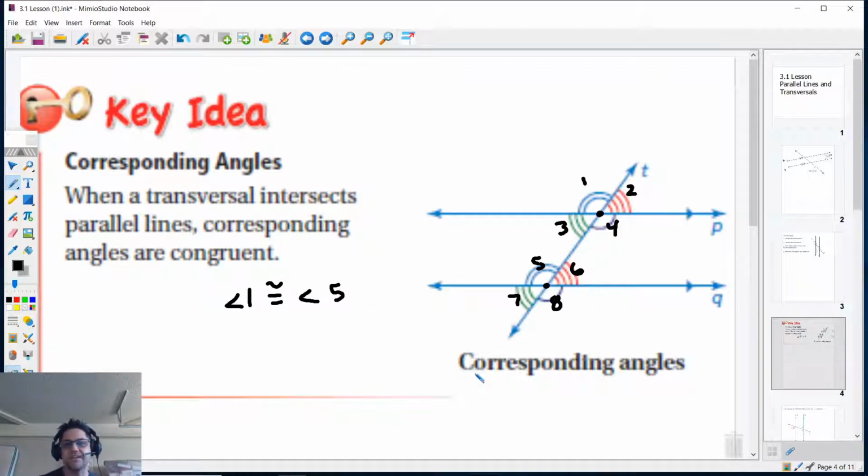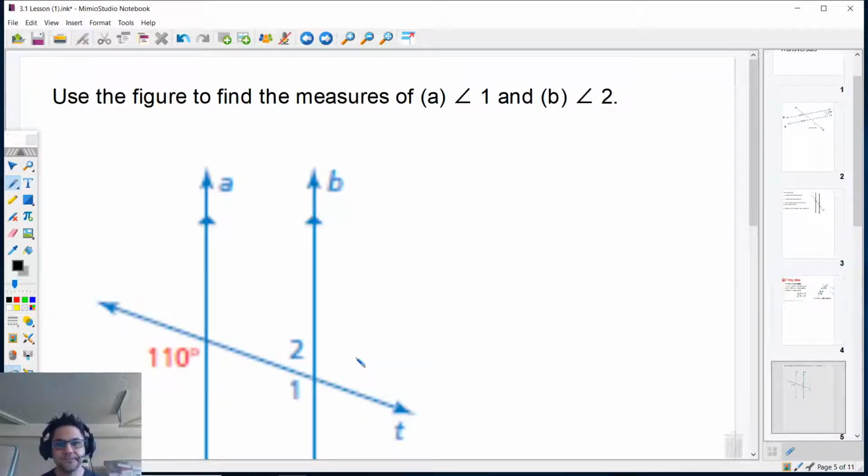And again, that means they have the same angle measurement because they are in the same location, if you will. So let's say angle 4. Angle 4 is right and down. On the other line, right and down is angle 8. So angle 4 is congruent to angle 8. Again, same location. That's the way I like to think about corresponding angles.